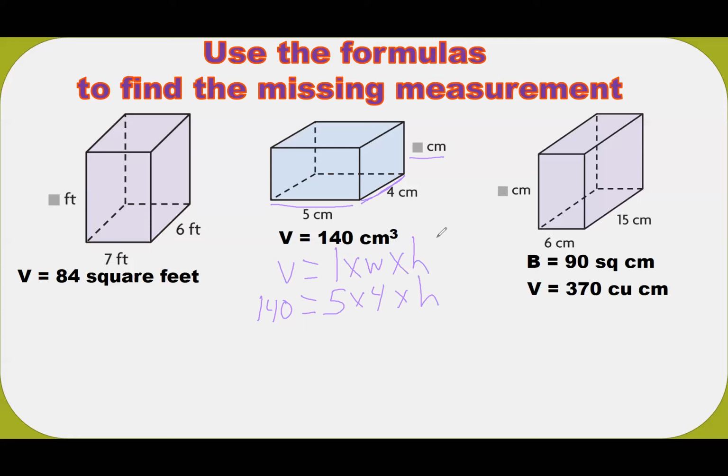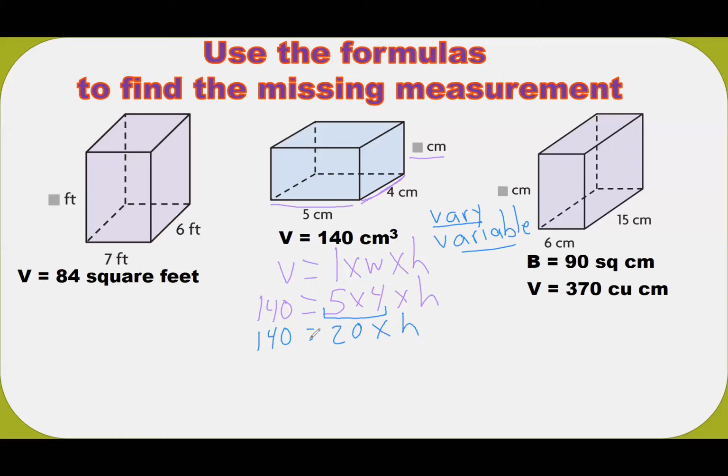Do you remember what it's called when we use a letter to represent a number in math? It's something that can change. It can vary from number to number. It's a variable. So this h is a variable. It's holding the place of a number. And let's find out what that number is. 140 equals, what's 5 times 4? 20. So 20 times h.